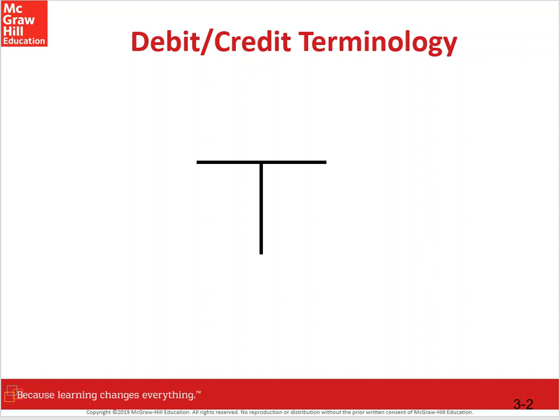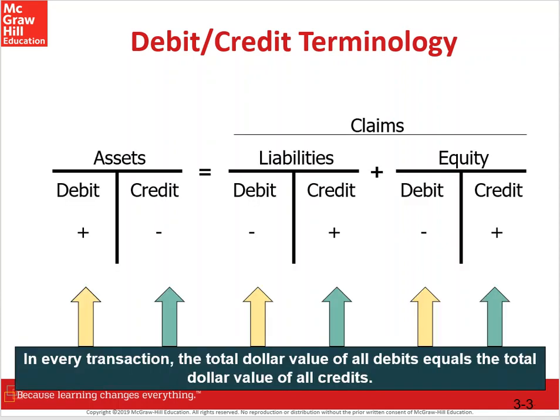So then we need to learn about debits and credits. Students always want to know, well, what do debits do? Do they make everything go up? And what about credits? Do they make everything go down? What does that mean? So the answer to that is, well, it depends. Debit and credit do different things on opposite sides of the equal sign.